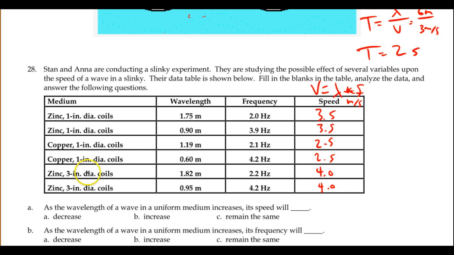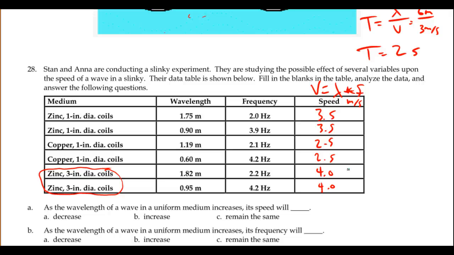Now notice that when the material and the size of the coils were the same, changing the wavelength adjusted the frequency, but it did not change the speed. So speed is dependent upon the material that the wave is moving through. So the speed of sound in air is different than the speed of sound in water, is different than the speed of sound in steel, is different than the speed of sound in copper.